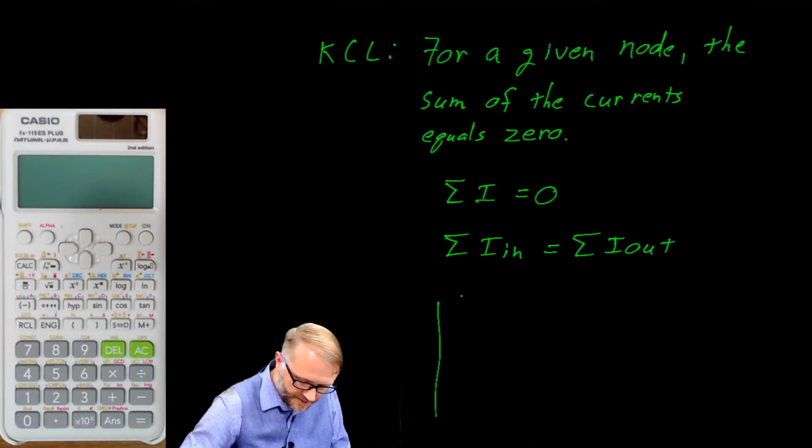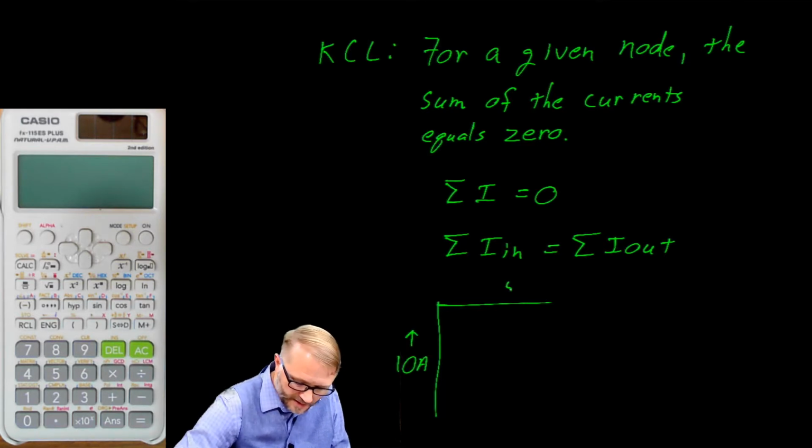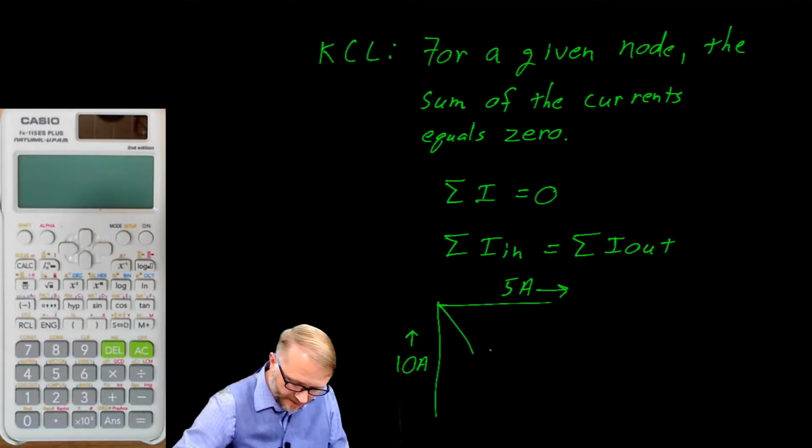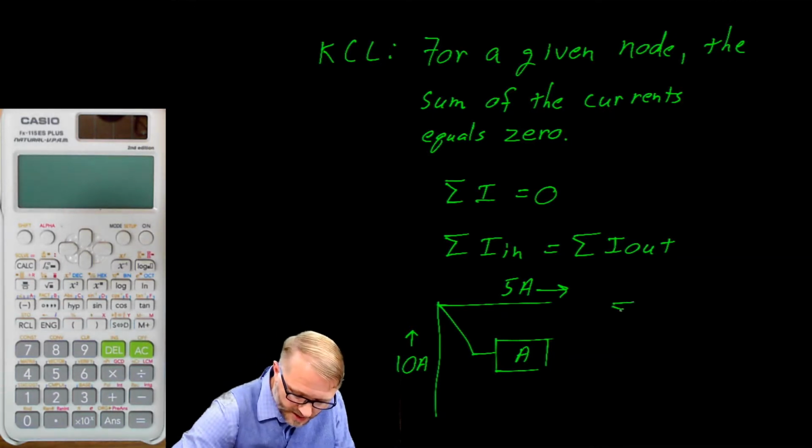We worked examples such as this, where we said there was 10 amperes flowing in this direction, 5 amps flowing in that direction. And then we talked about other elements like this, so maybe element A. You were asked to solve for the current on element A, and you would say that the summation of the current in is the summation of the current out.